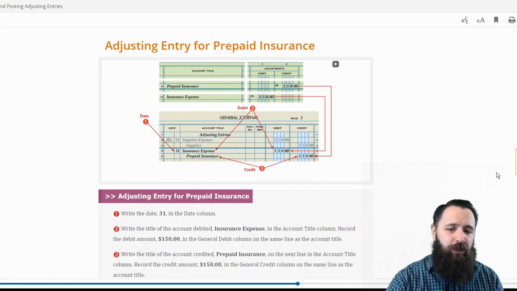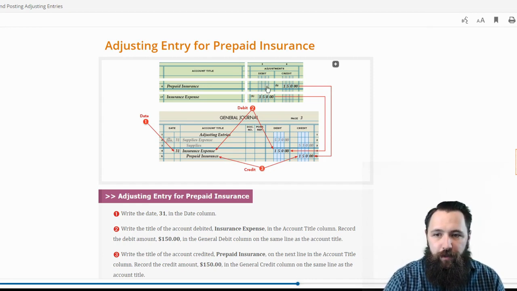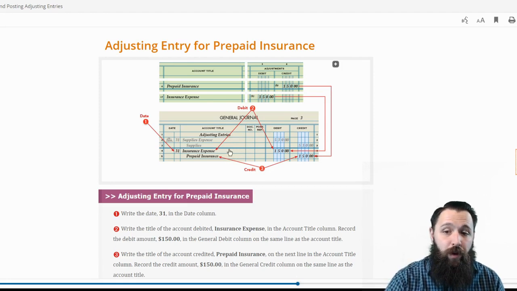What about prepaid insurance? Exact same thing as supplies. We look at our adjustments from our worksheet. We don't have to create a new page because this is an additional adjusting entry. So we write in the date, last day of the month, which is the 31st.